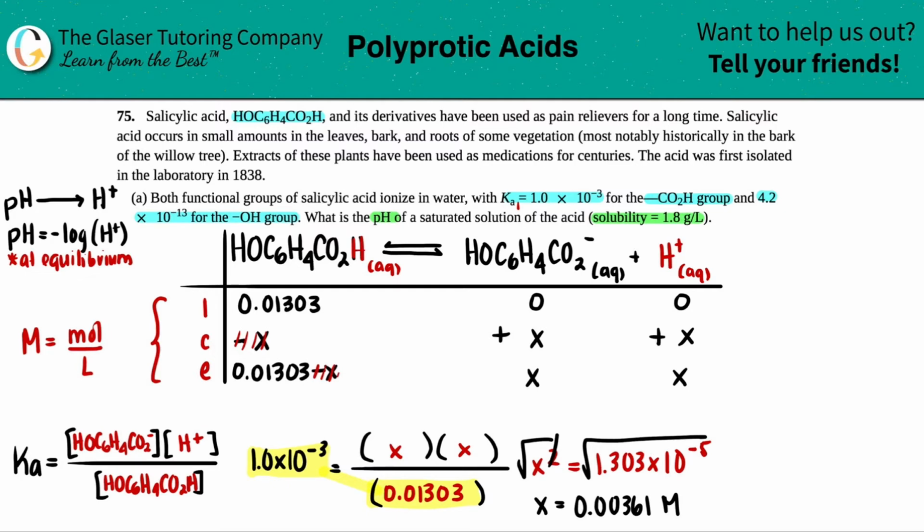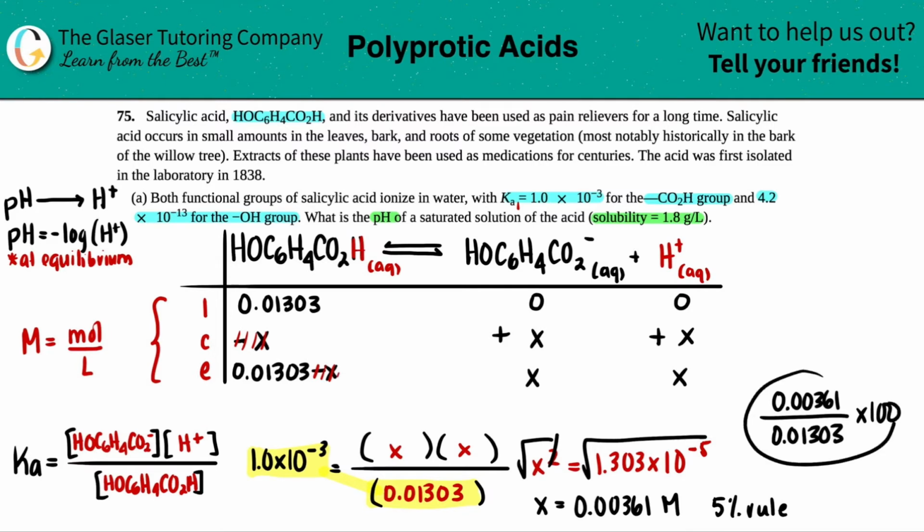And how you figure it out, and maybe I'll just say, does it pass the 5% rule? If this passes the 5% rule, you will take that number, 361, and divide it always by your initial, 0.01303, and you times by 100. If this number is lower than 5%, we can just keep going with the math. But if we get a number that's higher than 5%, we got to go back and we have to include that negative x in our calculation.